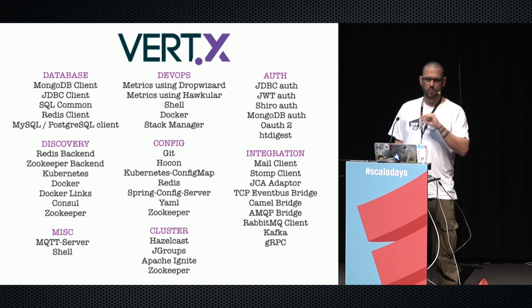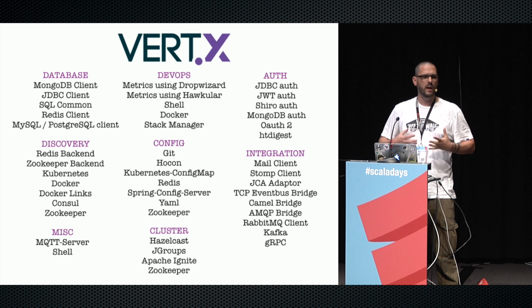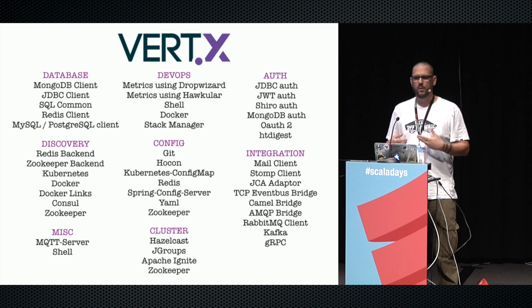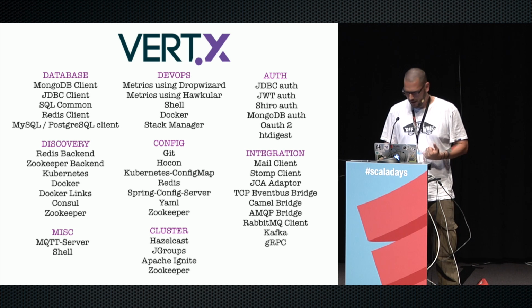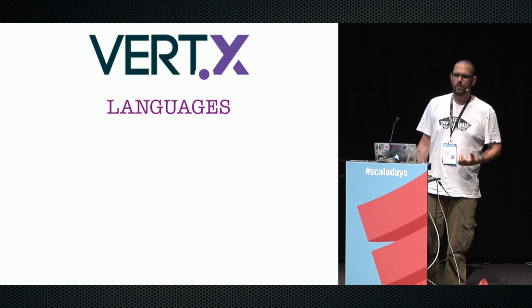So there's no part of the API where you have right now Java leaking through to you. So you will be able to use all of these modules with a Scala native API. And that brings me to the next point. Vert.x is, by choice, a polyglot framework.